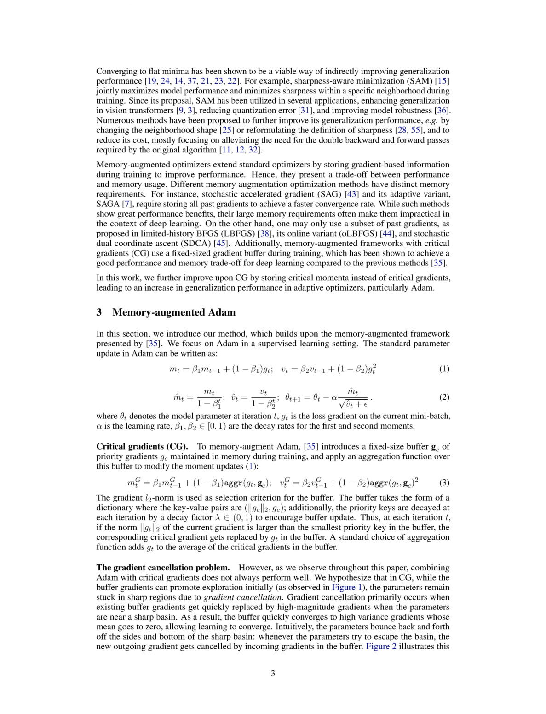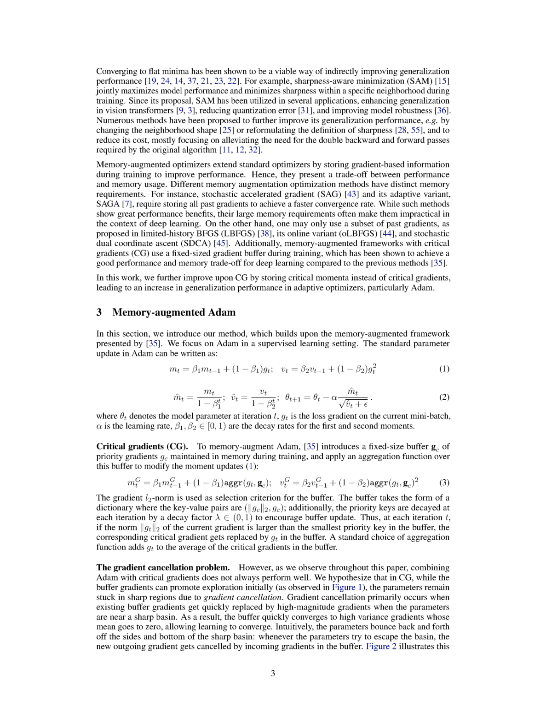For example, stochastic accelerated gradient, SAG, and its adaptive variant, SAGA, require storing all past gradients to achieve a faster convergence rate. While these methods offer significant performance benefits, their high memory requirements often make them impractical for deep learning. Alternatively, one could use only a subset of past gradients, as suggested in limited history BFGS, LBFGS, its online variant, OLBFGS, and stochastic dual coordinate ascent, SDCA.